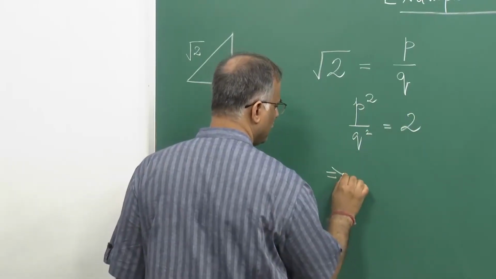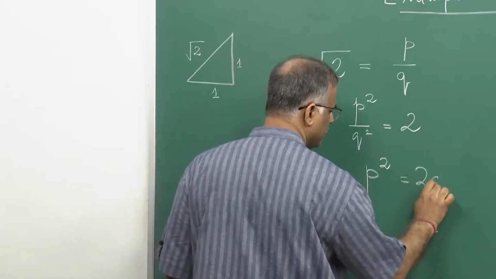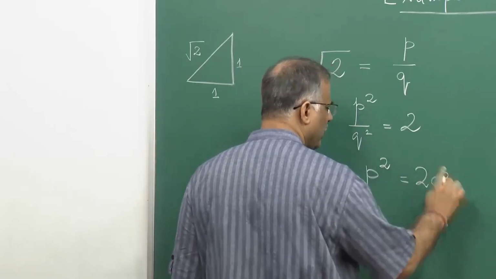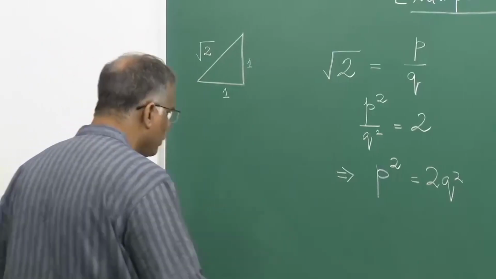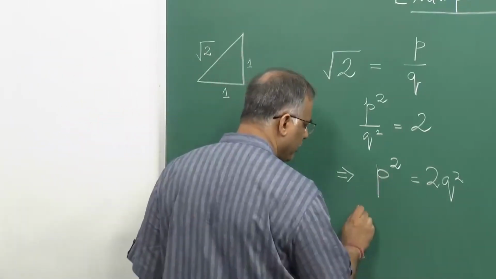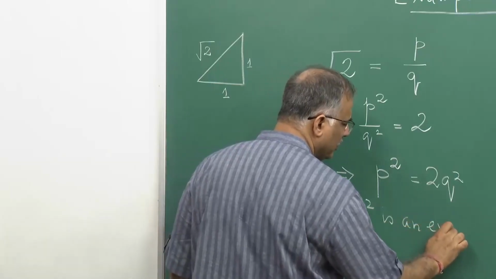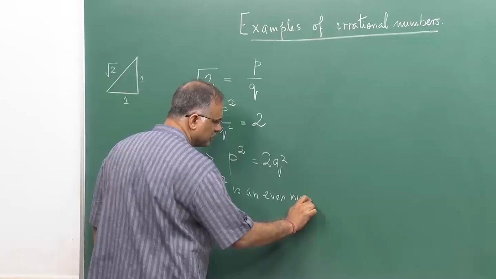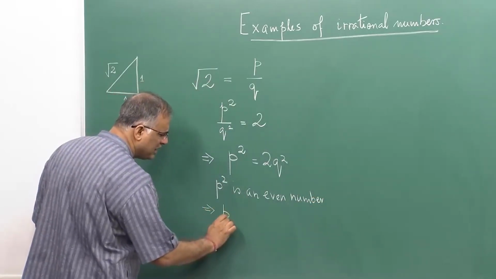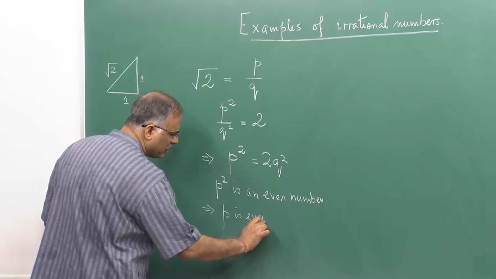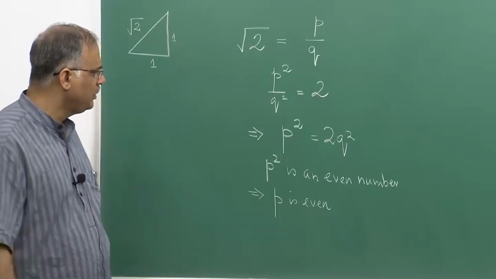So, next we square it, and that would simply imply that p square is 2q square. So, 2q square is a number divisible by 2, an even number. So, we immediately understand that p square is an even number. What does it imply? It implies that p is even. If the square of a number is even, then the number must also be even.